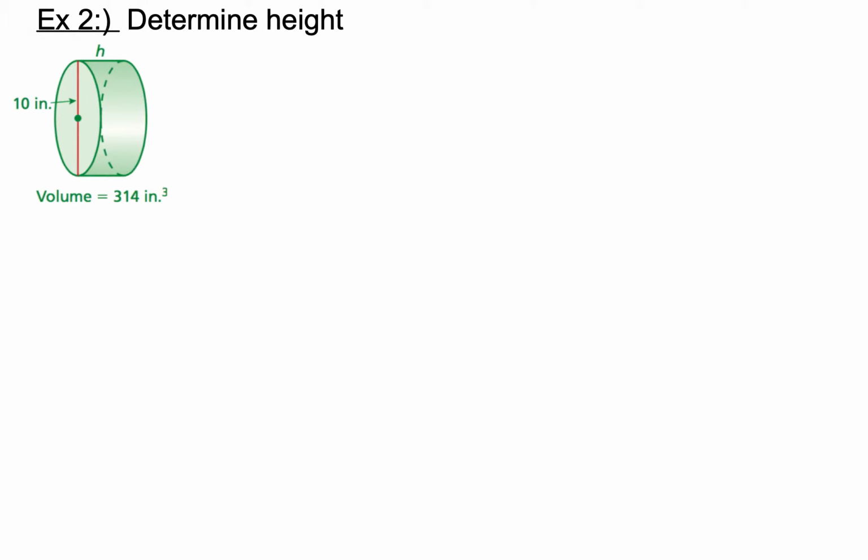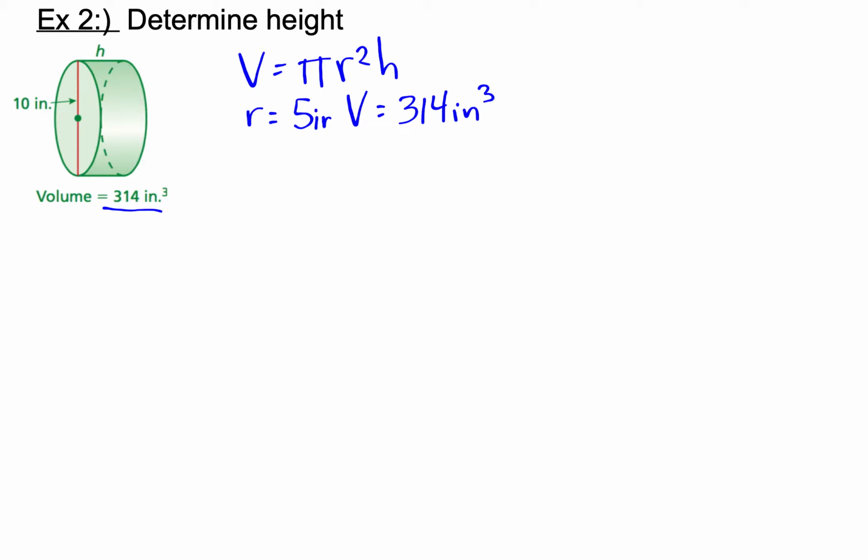In the next example, we're going to determine height. Here you can see a cylinder. Since it is a cylinder, we'll start by writing down the formula for the cylinder. Then we will identify things we know from the problem. If we look at this, 10 is indicating all the way across. That would be the diameter of the cylinder. We only want the radius, so we're going to take 10 and divide it by 2 to get the radius of 5. Next, the other thing we have is the volume. The volume is given as 314 cubic inches. The radius is 5 inches.